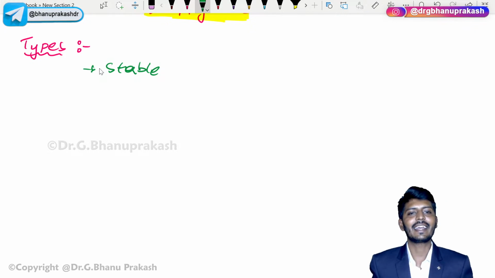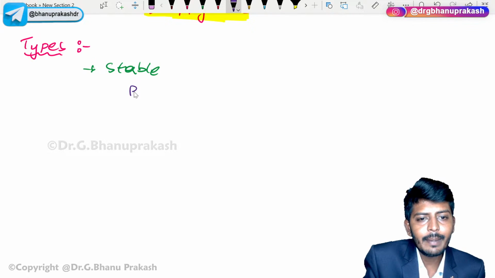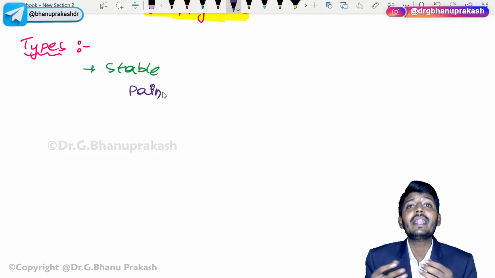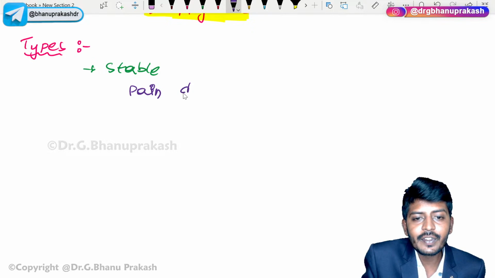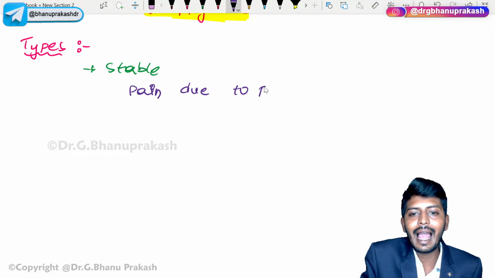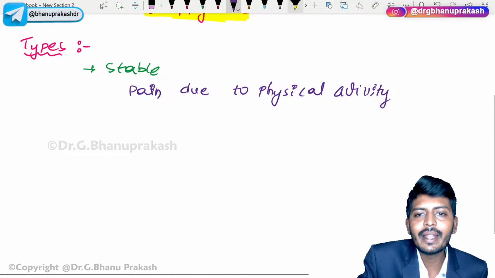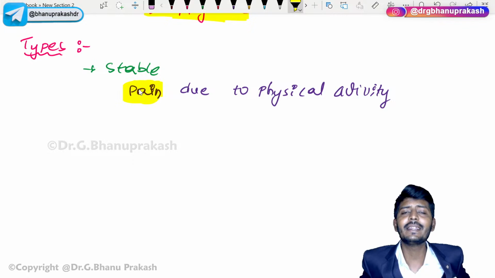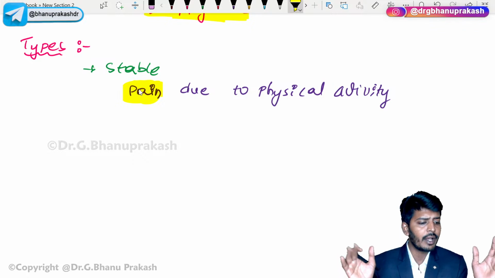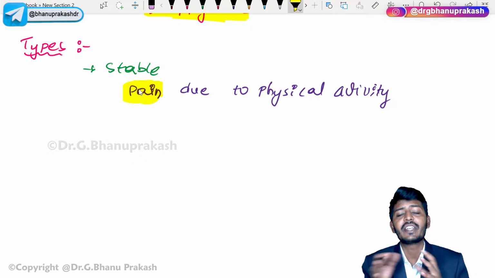Stable angina is a condition where there is chest pain, but that doesn't mean it will be present all the time. When will the pain come is the question. Pain comes due to physical exercise, physical activity. After physical activity there will be pain, but there is no pain at rest. Whenever the patient is happily sitting at home, not doing any work, there is no problem. But whenever he does physical activity, the patient will have pain.